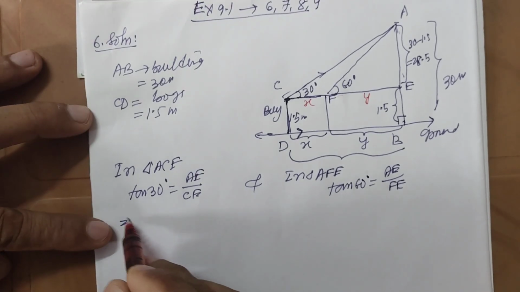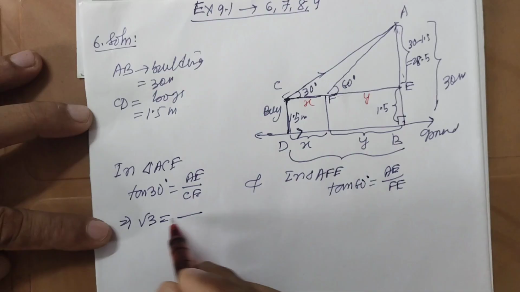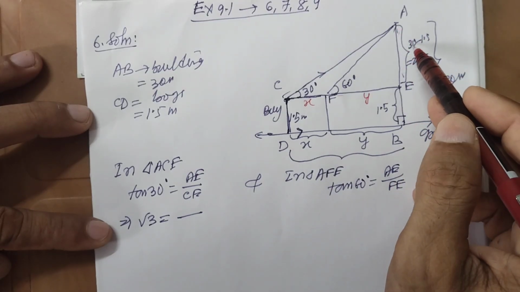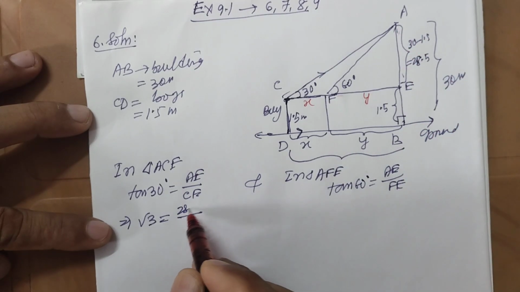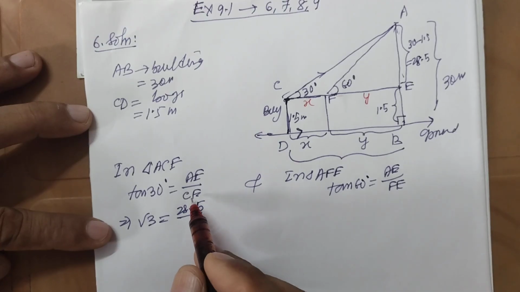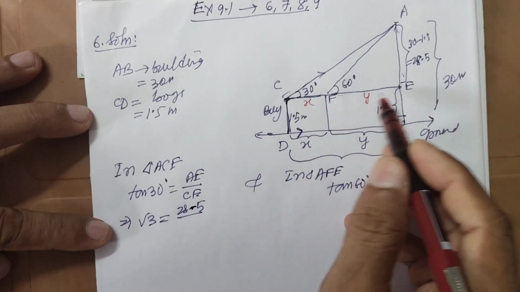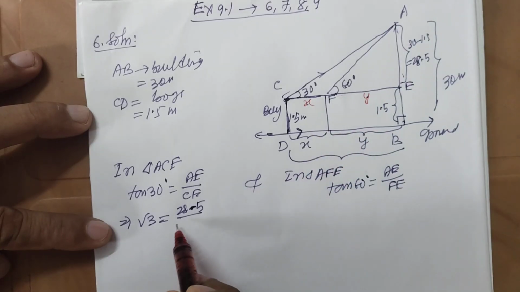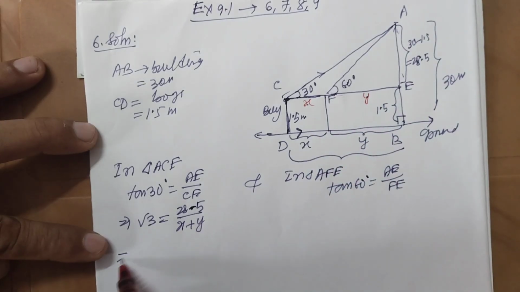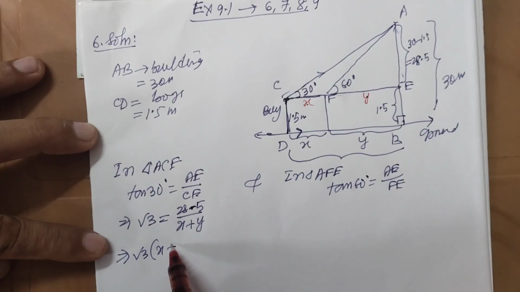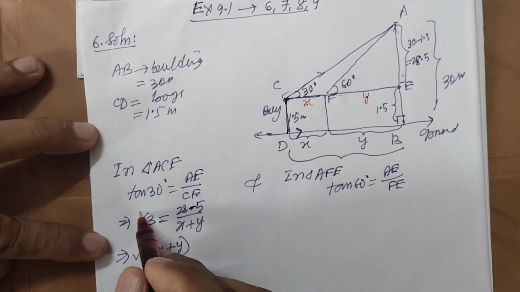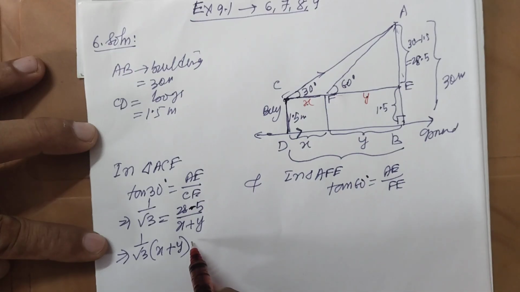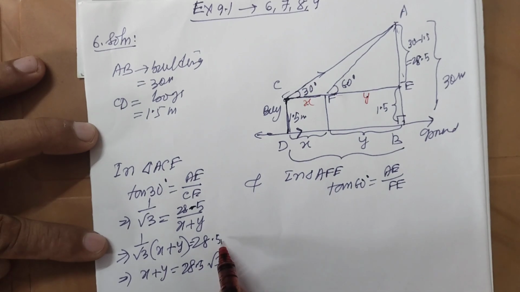Now tan 30 value is 1 by root 3. What is AE? You see in the diagram, AE is 28.5. By CF, CF is x plus y. So 1 by root 3 into x plus y is equal to 28.5, equal to sign is here. So x plus y will be 28.5 into root 3, this root 3 is cross multiplied there.